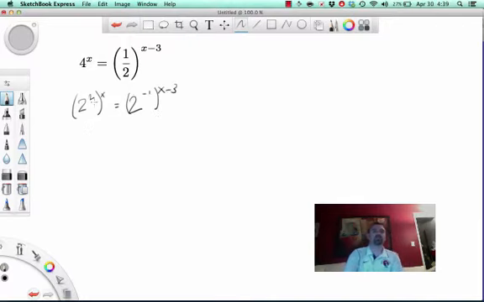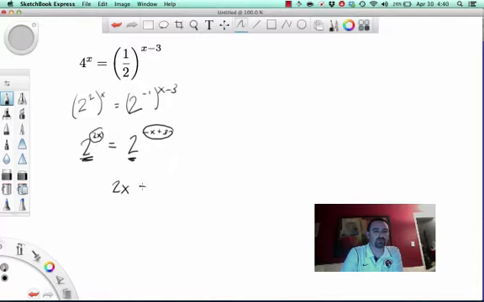Okay, so I have 2 to the 2 to the x, and I have 2 to the negative 1 to the x minus 3. Now I'm going to use the fact that if I have something with an exponent raised to another exponent, that's 2 to the 2x equals 2 to the exponent negative 1 times x minus 3, so negative x plus 3. What I've done here is I've written it as 2 to a power equals 2 to a power. When the bases are equal, I can use the fact that these exponents must also be equal. So 2x equals negative x plus 3.